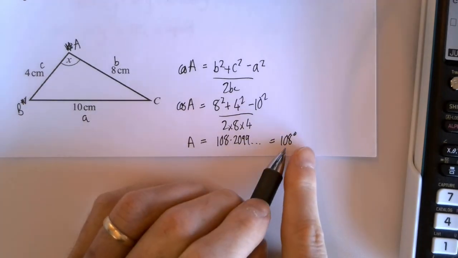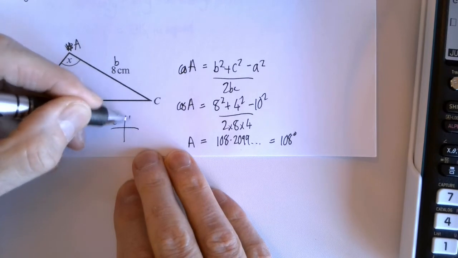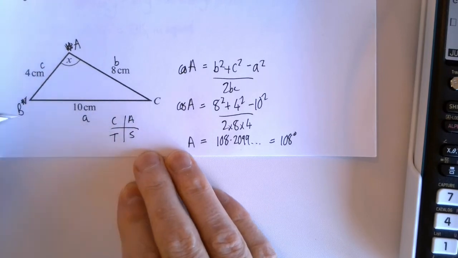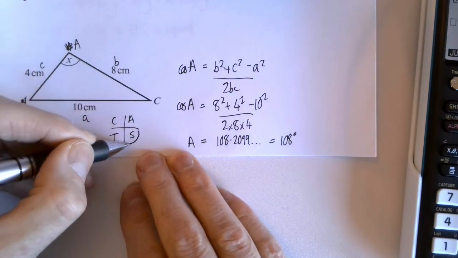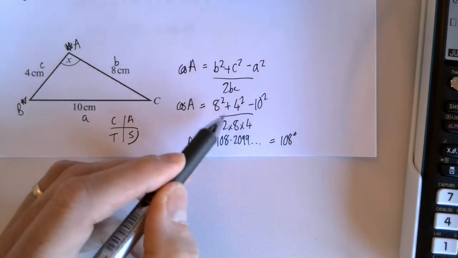And now, interestingly, this is an obtuse angle, isn't it? And if we look at our CAST rule, between 90 and 180, sine is positive. So actually, the answer to this sum was negative.